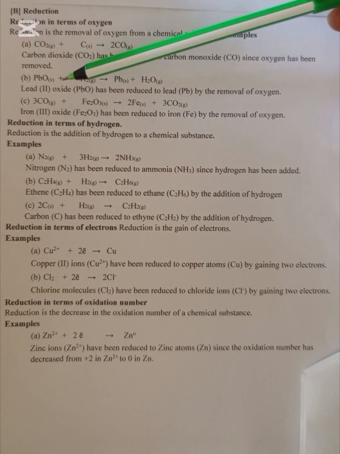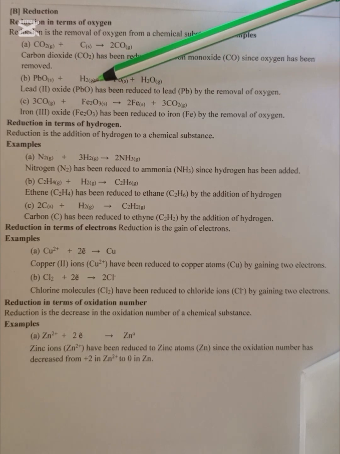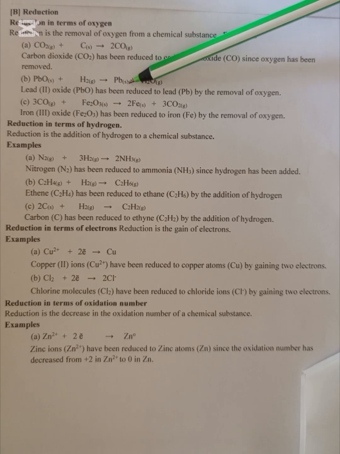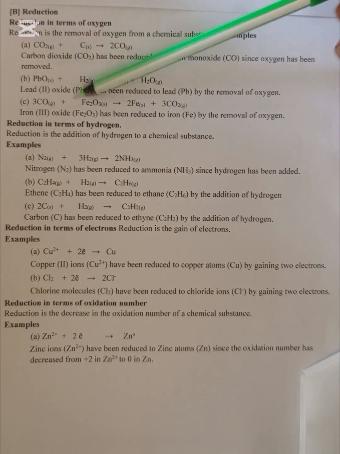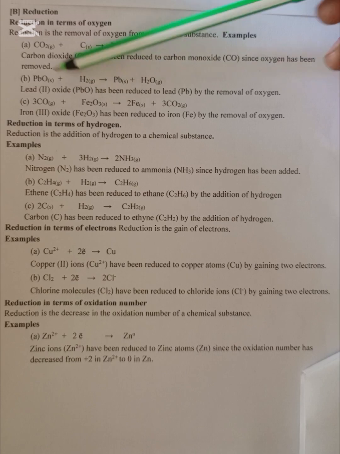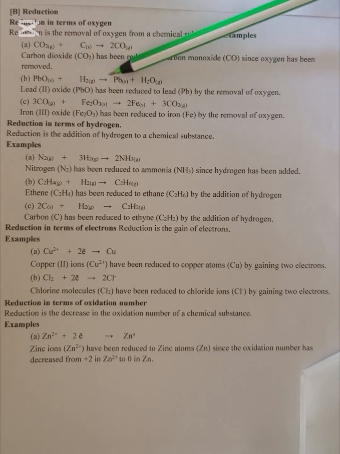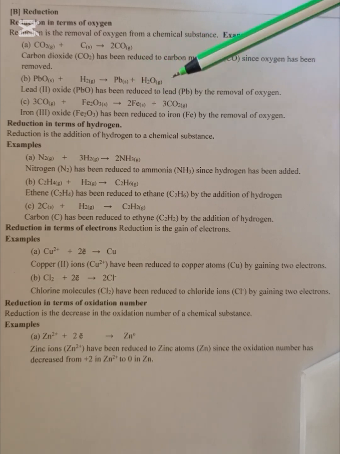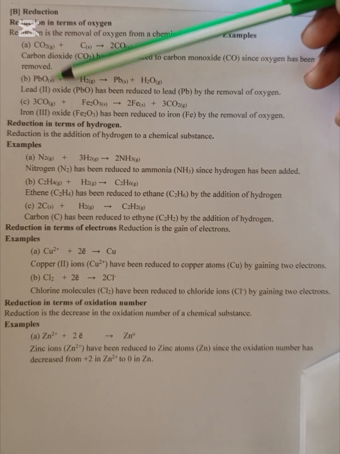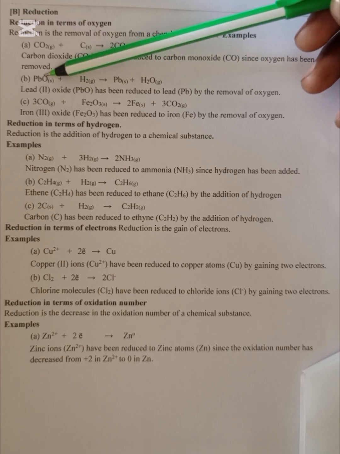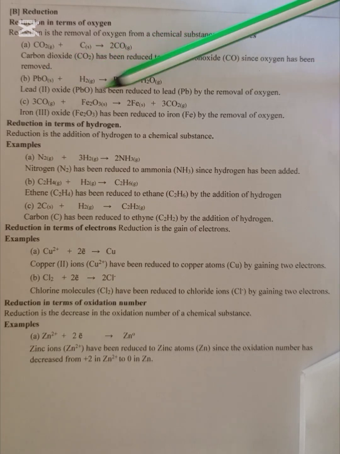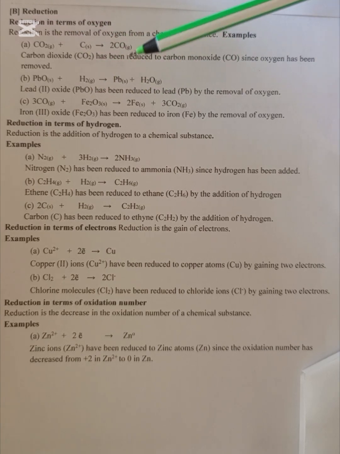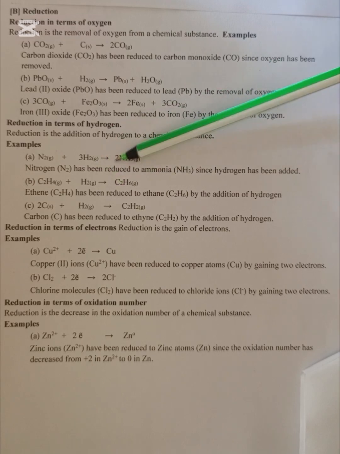We've also got lead oxide combining with hydrogen to give us lead and water. So we see that lead oxide has been reduced to lead, since there's a removal of oxygen from this substance. So the removal of oxygen from lead oxide has caused what we call reduction. Reduction is simply the removal of oxygen from a substance. We can also look at another example.